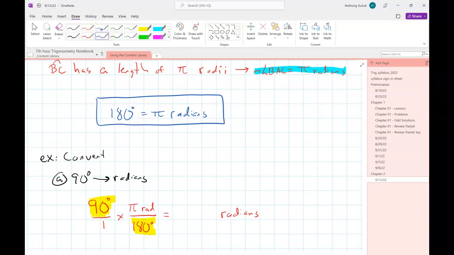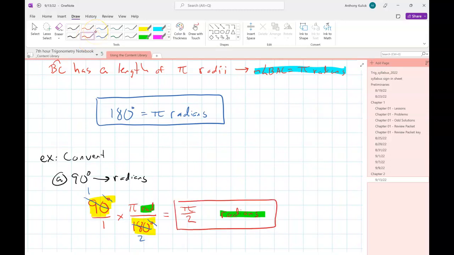So just like in chemistry class, the units are going to cancel, so degrees cancels with degrees. And then I can reduce this fraction since I'm multiplying. 90 goes into 180 2 times. So I have 2 times pi divided by 1 times 2. So pi over 2. And the only unit I have left is radians. So my answer is pi over 2 radians.